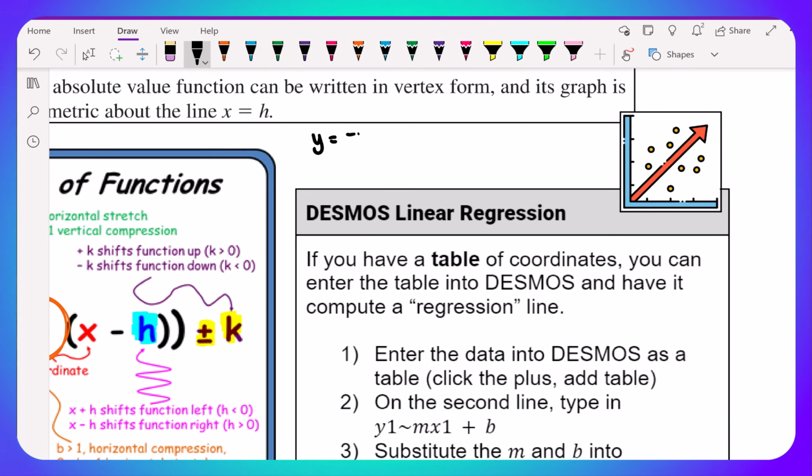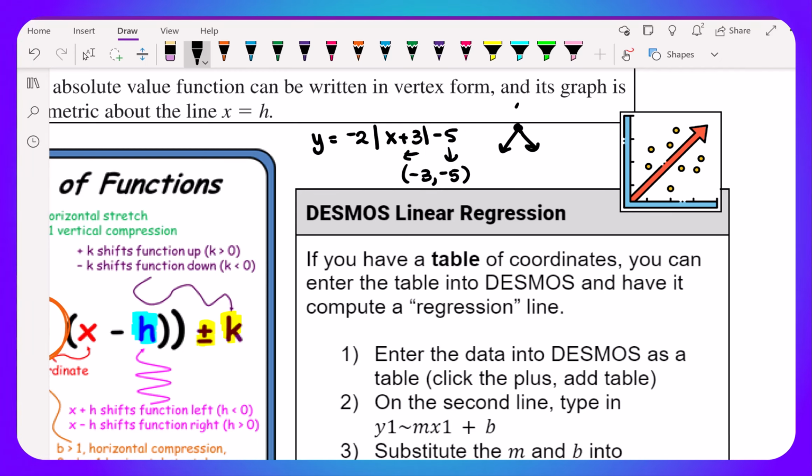So let's say I have -2 absolute value of x plus 3 minus 5. I can clearly see that this has been reflected because of the -2, so it's going to face down. It's going to be a 2, so it's going to stretch vertically. I know that this has moved to the left 3 and down 5. So if it's moved left 3, it's going to sit at -3, and then down 5 would be -5.